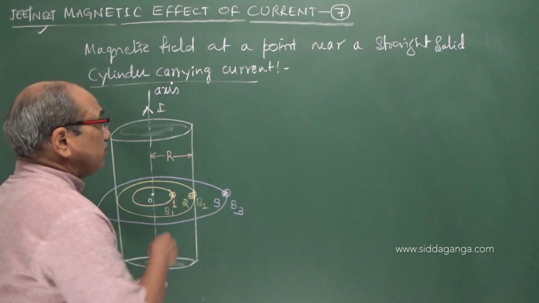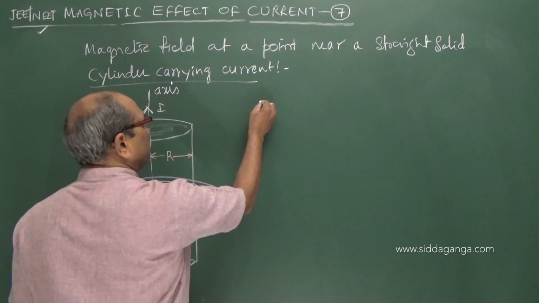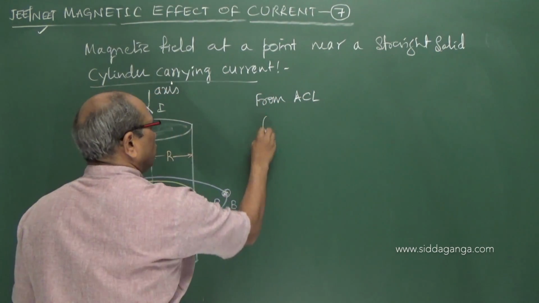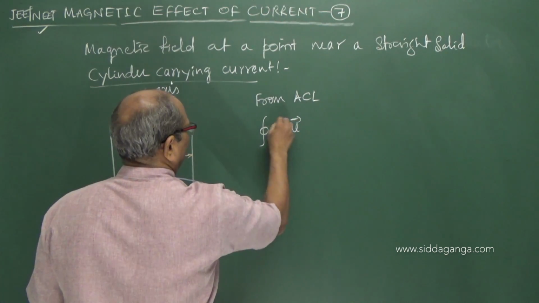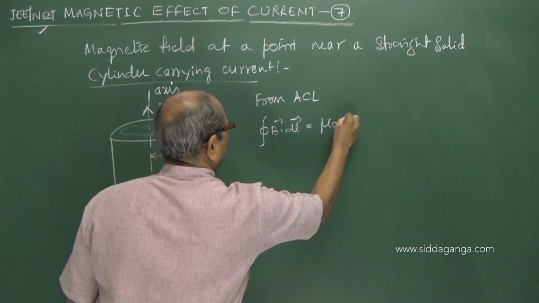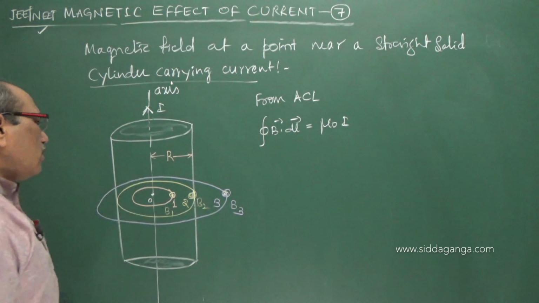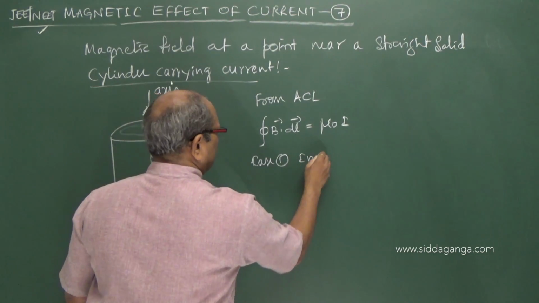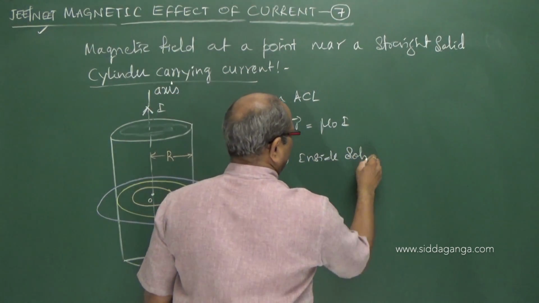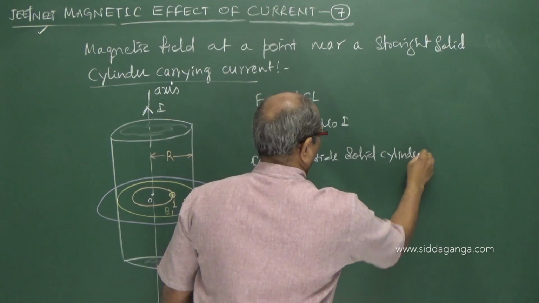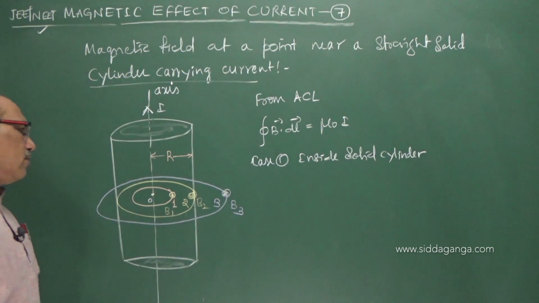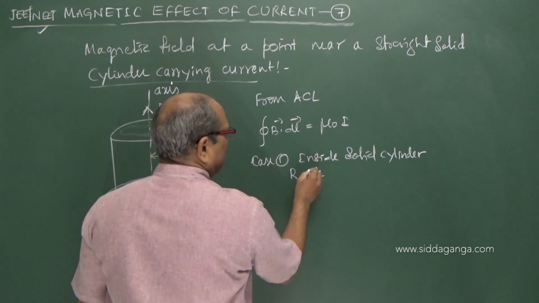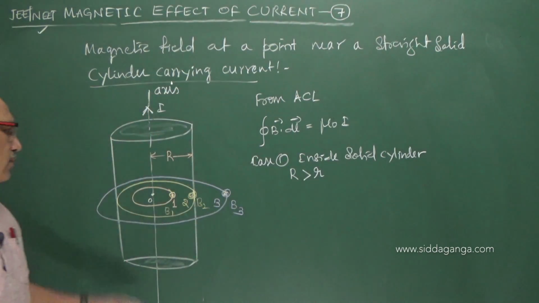So how to get the relation? If you do not recall the equation even in the entrance exam, not much time is necessary. From Ampere circuital law, we use B dot dl equal to mu naught I. Now for case 1, inside the solid cylinder, for which I can write small r is less than R. It is inside.